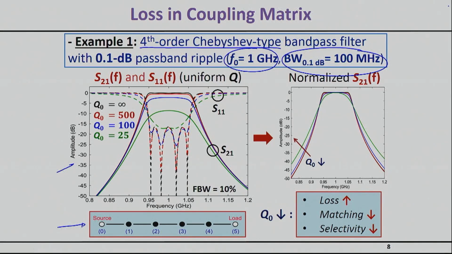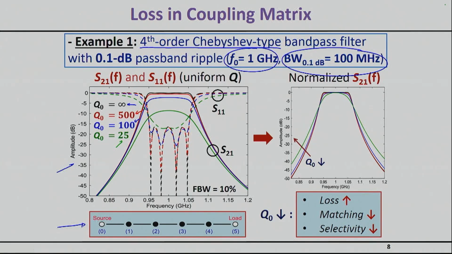filter with different resonators. So the black line is the one that represents infinite Q. It's the ideal synthesis. And then progressively we go for worse and worse resonators. So the red line will give you 500, and the blue line will actually give you 100. And finally, there is a green line that will give you 25.